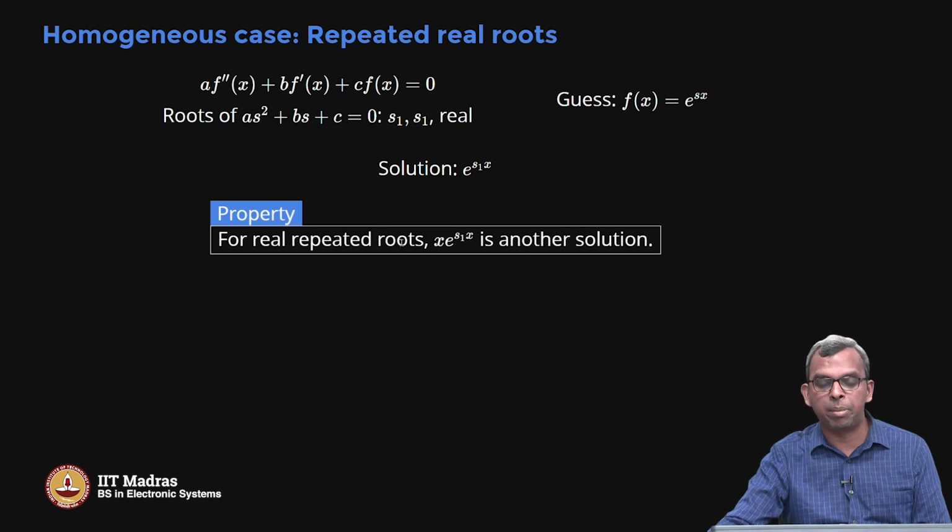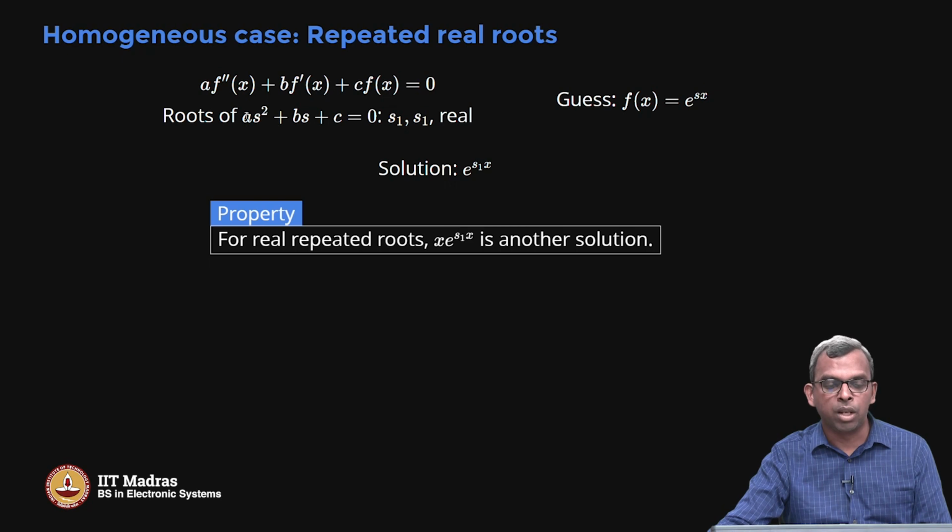If you have real repeated roots, if you have e power s1x as a solution, x times e power s1x is also a solution. Okay, so this you can check quite easily. You will see that this will come out very nicely. I can show it to you, but anyway, you'll see how it works out. If you just substitute x times e power s1x and work through this, you'll see this will also be a solution as long as s1 is a repeated root of this quadratic equation.